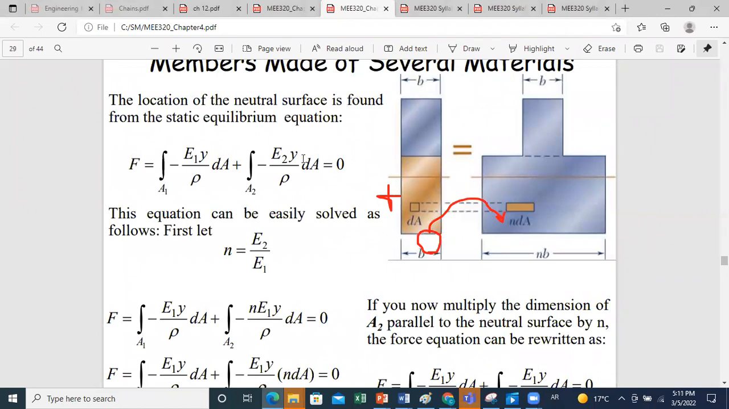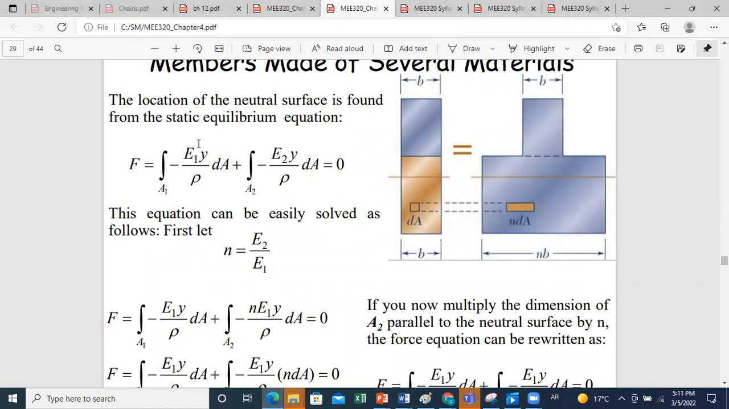We obtain that in total, the integral over A1 of minus E1 y over rho dA plus the integral over A2 of minus E2 y over rho dA is equal to 0. Before, because we had the same material, we take E over rho into a factor and we just get the integral y dA equals 0. This is why we said before that the neutral axis should pass by the centroid of the section.